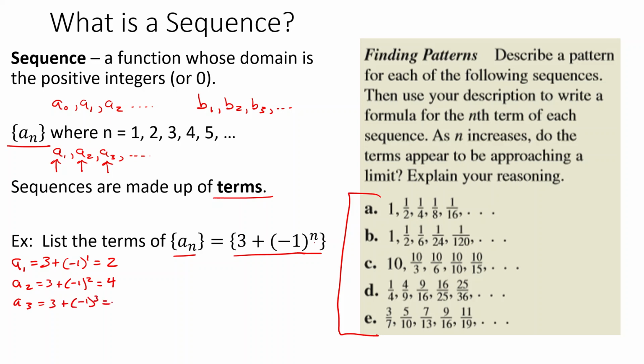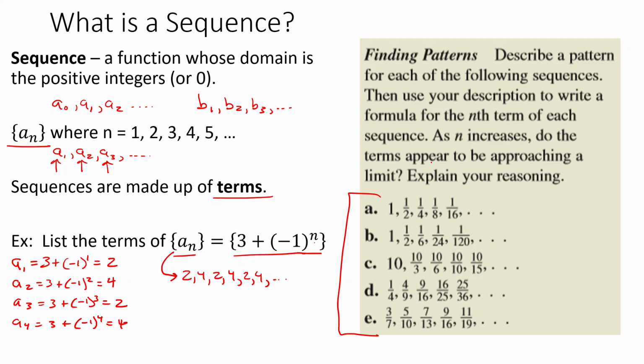So it'd be 3 minus 1, which is going to be 2. And then a sub 4 would be 3 plus negative 1 to the fourth. That's going to be 1. 3 plus 1 is 4. Hopefully you can see a pattern. It looks like it's just going to go 2, 4, 2, 4, 2, 4, and so on forever. And that is that sequence. All right, and that's just because we're going from an odd exponent to an even exponent. The even exponents make the one positive. The odd exponents leave it negative.